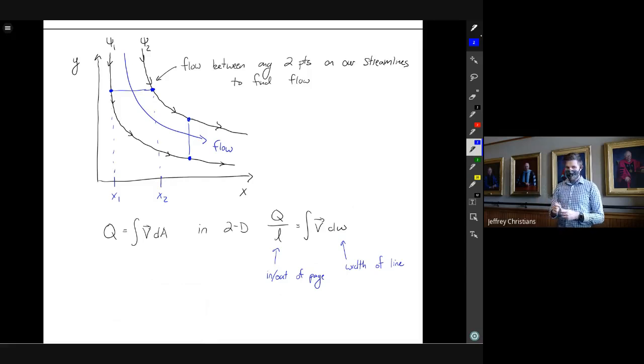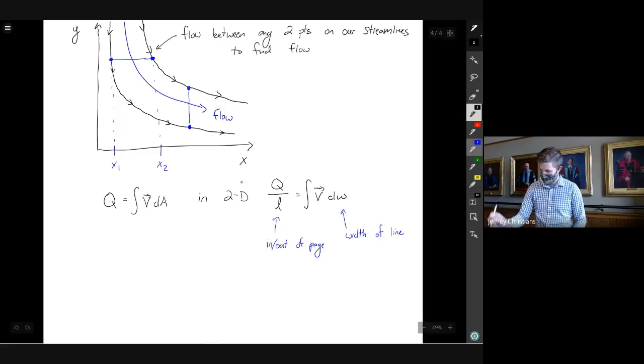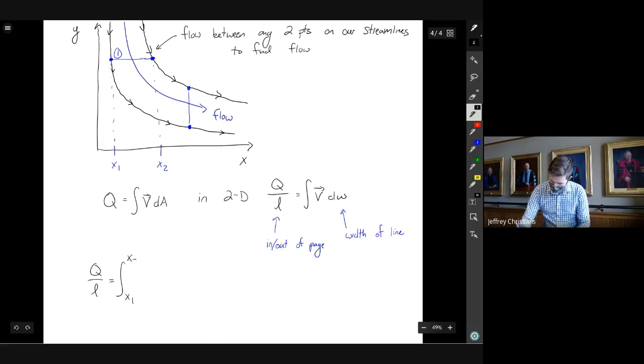Okay, so let's look first at the x direction one. At our top line, we'll call this line up here control surface 1, line 1. If we wanted to look at Q over L, that would be the integral from x1 up to x2 of our velocity field. A differential width is just dx, because there's no y component to it, because it's a straight horizontal line.